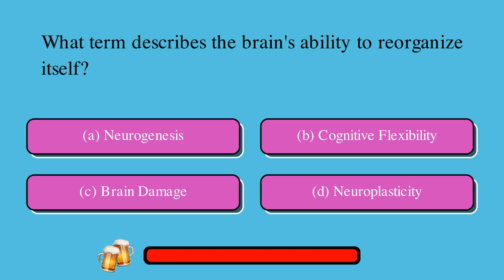What term describes the brain's ability to reorganize itself? A. Neurogenesis, or B. Cognitive flexibility, or C. Brain damage, or D. Neuroplasticity. The correct answer is D. Neuroplasticity.